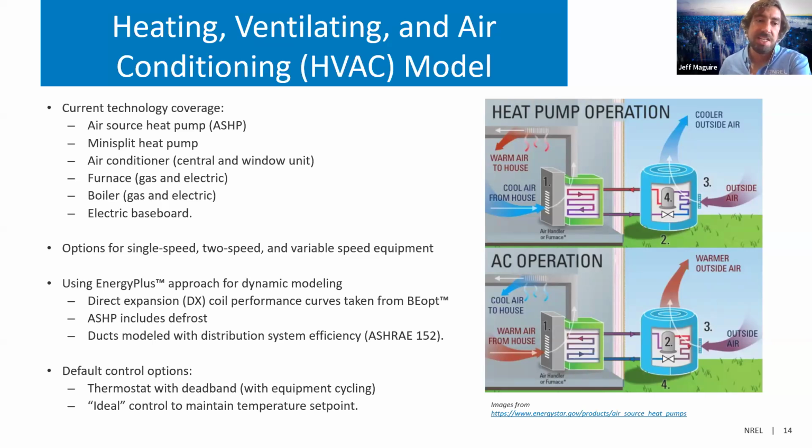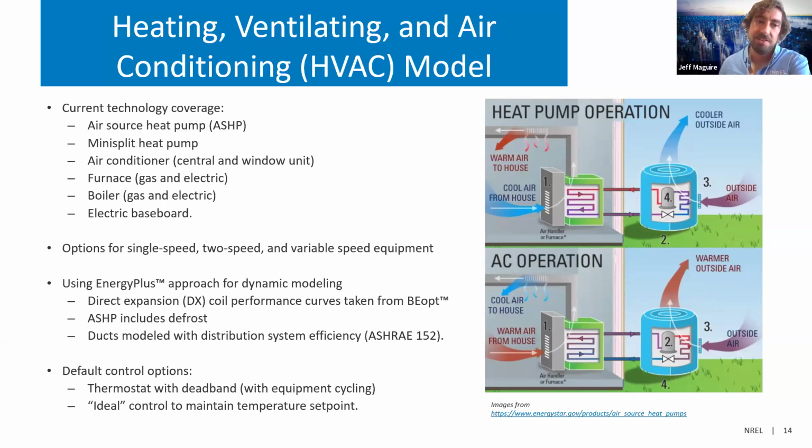The approach that we're using here is based very heavily on what EnergyPlus does for modeling the performance of these sorts of DX direct expansion coils. We're using performance curves that have been derived and used extensively for several years now in BOPT and ResStock. For air source heat pump modeling, we also do account for defrost. When you start getting to cold temperatures, you will have to see some sort of generally reverse cycle defrost to keep the coil operating. And so we're able to account for that.